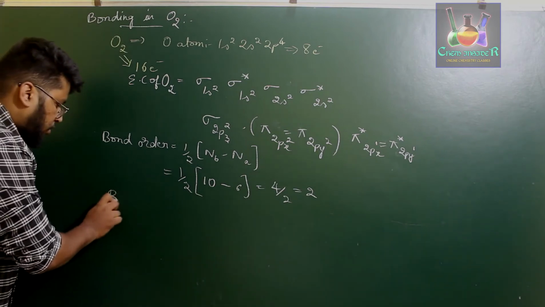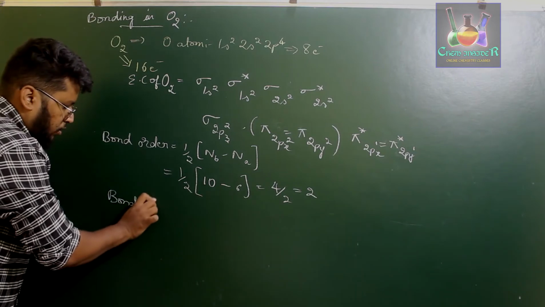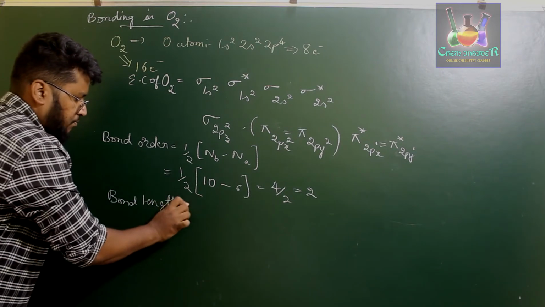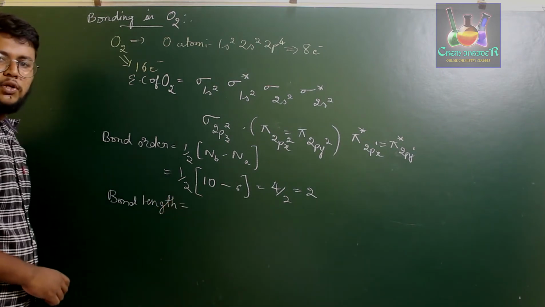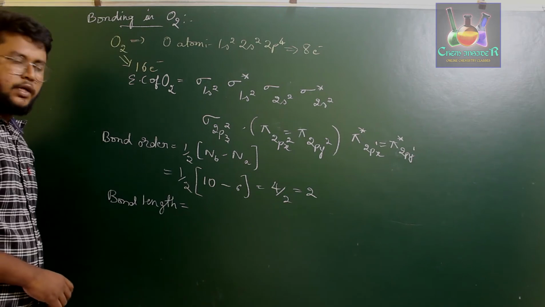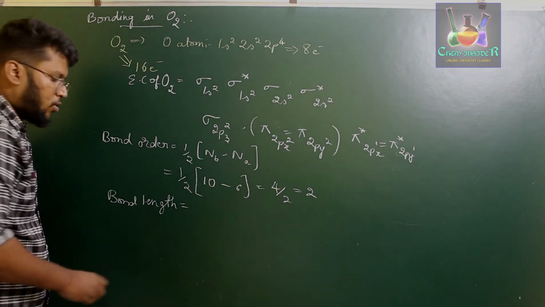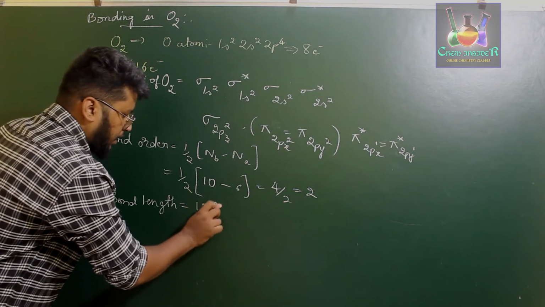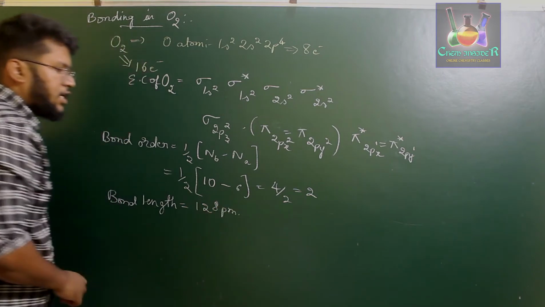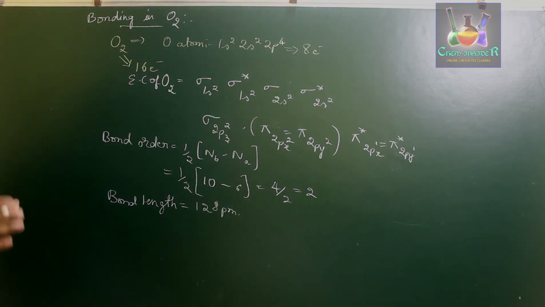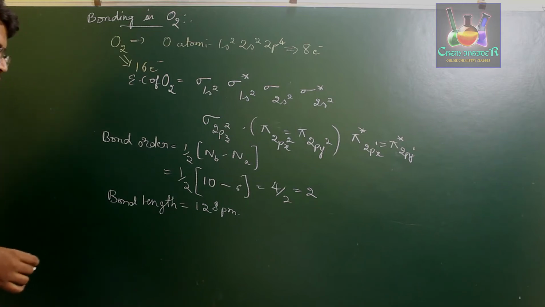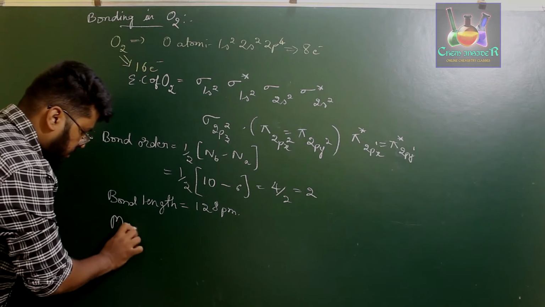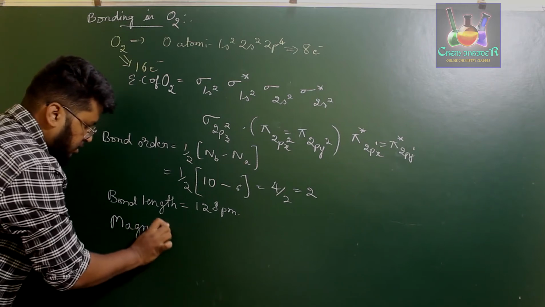The bond length of this molecule is almost similar to the bond length of the carbon molecule. The carbon molecule's bond length was 134 picometer, but the oxygen molecule's bond length is around 128 picometer. That is because of its bigger size, so the bond lengths are a bit closer to one another. And for the magnetic property, it is paramagnetic in nature.